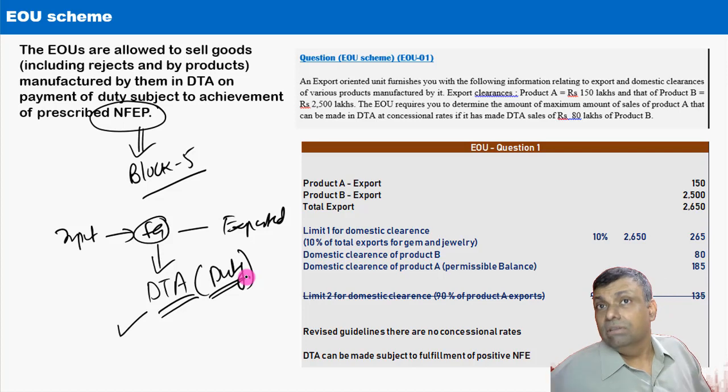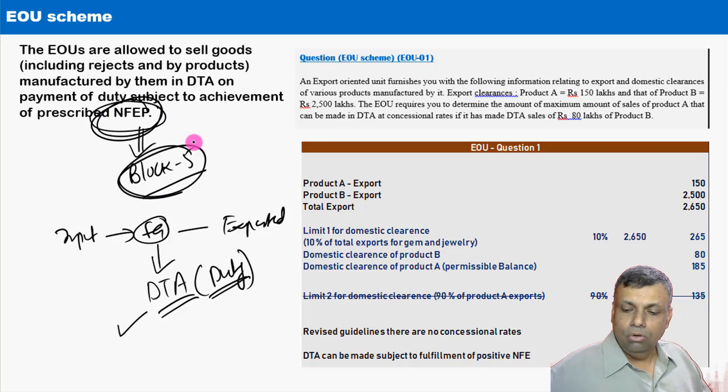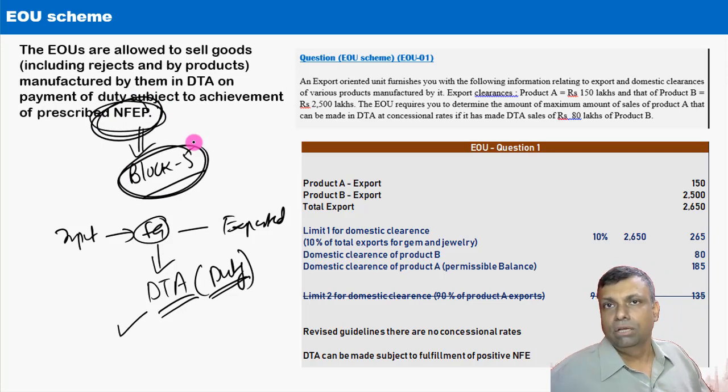Previously, in the old system, there were monetary limits, but nowadays there is no monetary limit. However, all this clearance is subject to positive net foreign exchange over a period of a 5-year block. So this is one of the key conditions of this particular unit.